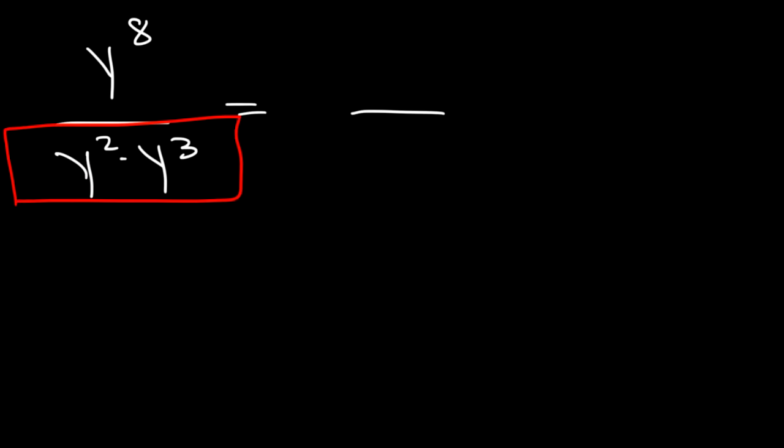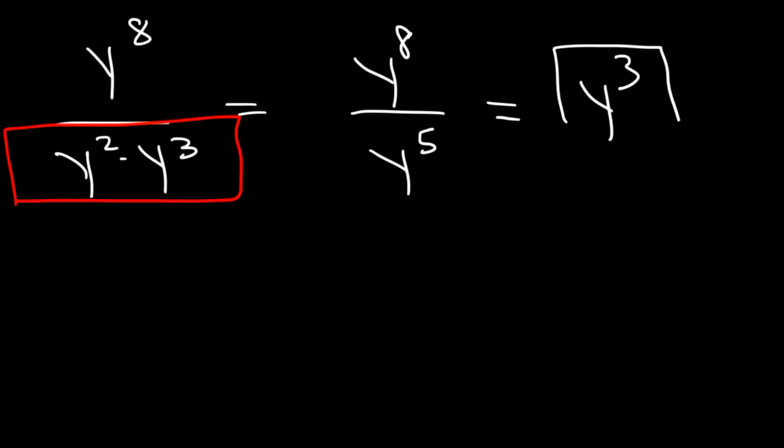Here's another one that you could try. Y to the 8th divided by y squared times y cubed. So take a minute and work on that example. So first, I would multiply the 2 on the bottom, which I think it's easiest to do first. 2 plus 3 is 5. And now it's best to divide. 8 minus 5 is 3. So the answer is y to the 3rd.